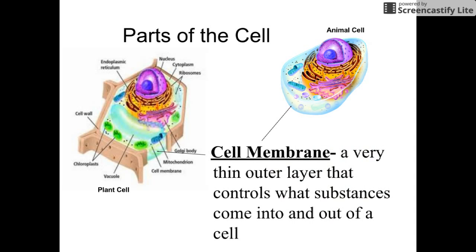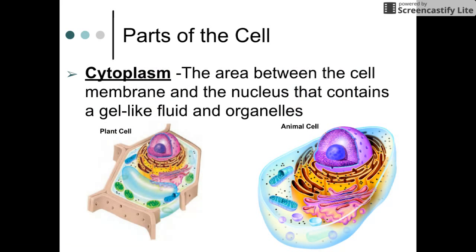Right inside the cell wall of a plant cell is what's called the cell membrane. This is also the outermost layer of an animal cell. It's a thin layer that basically controls what goes in and out of the cell. Hopefully it's letting the good stuff in and keeping the bad stuff out. In between the nucleus, which we'll find out what that is in just a second, and the cell membrane is what's called cytoplasm. It's this area that contains a gel-like fluid, and then it houses most of the organelles.